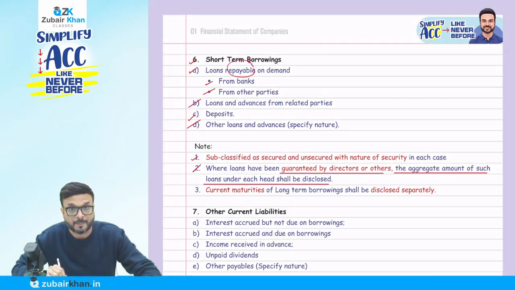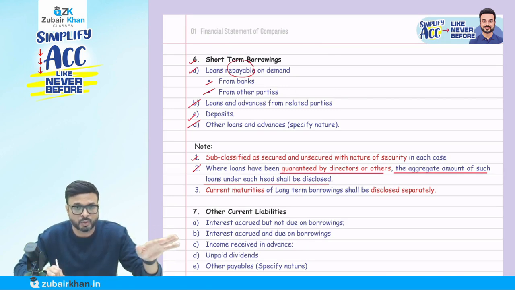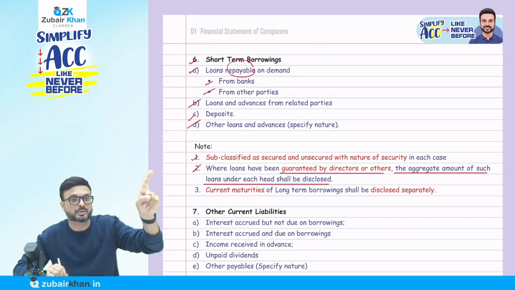When I say where the loans have been guaranteed, you know that when we took a certain loan, someone gave a guarantee: don't worry, if they don't pay, I will pay that. If any guarantee is given by a director or any other person, then we have to mention that this loan we have taken is guaranteed by so and so person or so and so director.